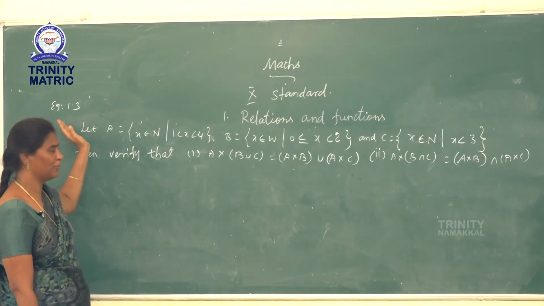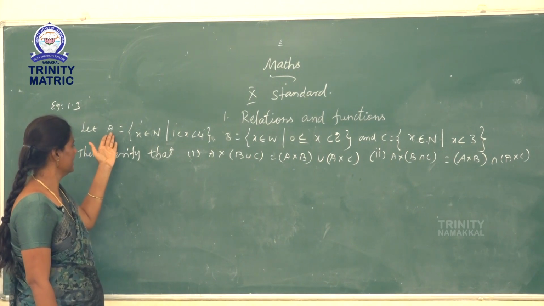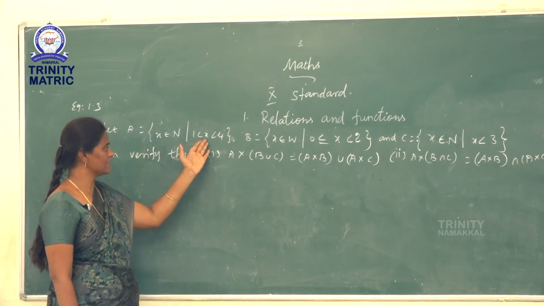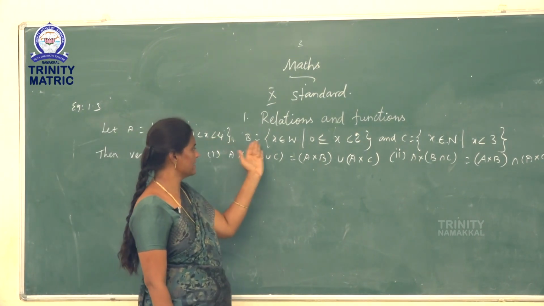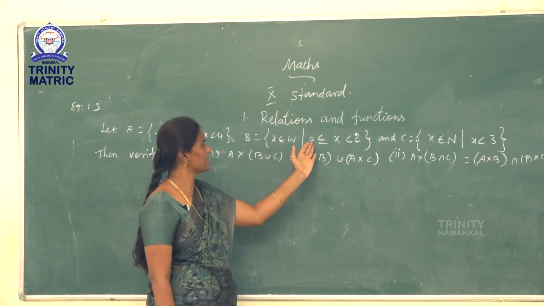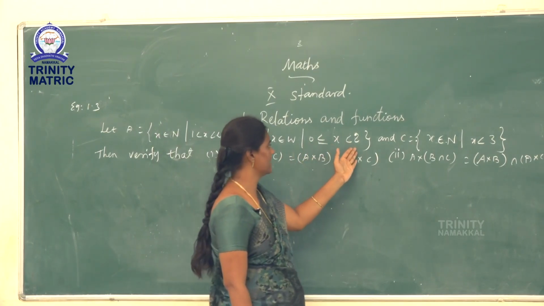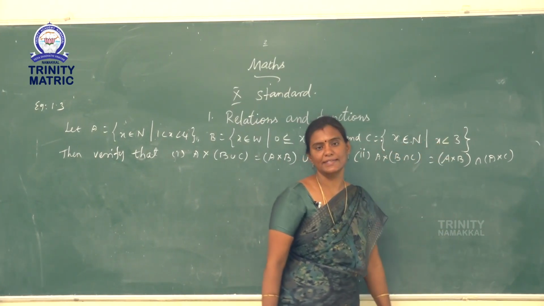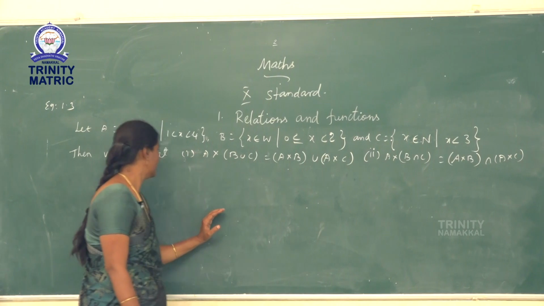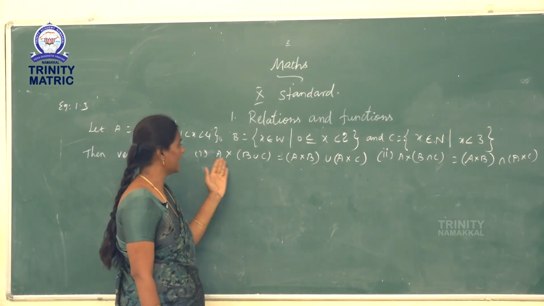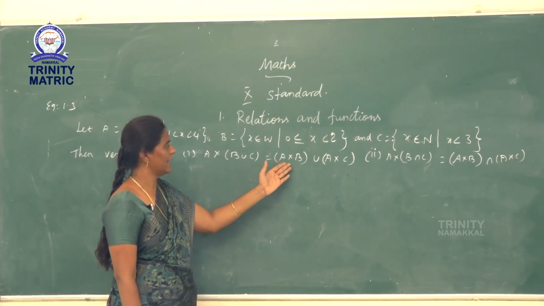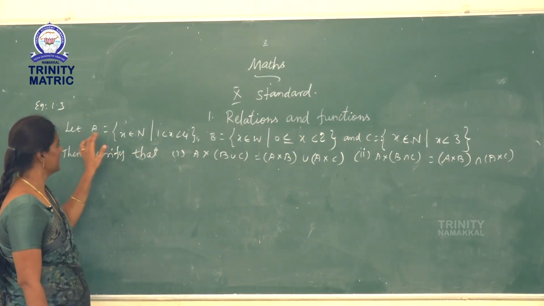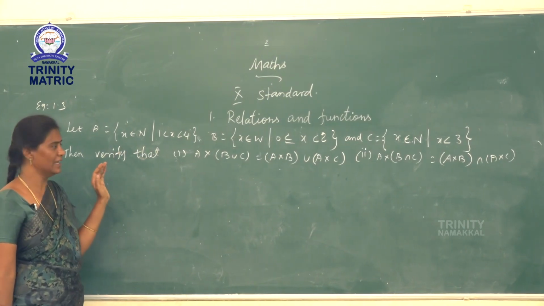Next example 1.3. Let the set A be x belongs to natural numbers such that 1 less than x less than 4. The set B is x belongs to whole numbers such that 0 less than or equal to x less than 2, and C is x belongs to natural numbers such that x is less than 3. Here we have to verify that A cross B union C is equal to A cross B union A cross C. See here the sets A, B, C are not given straightly.